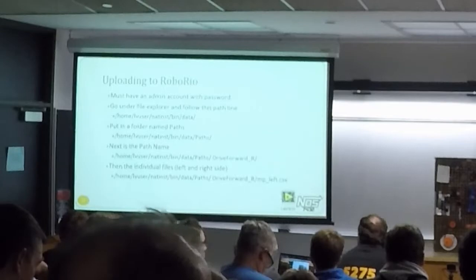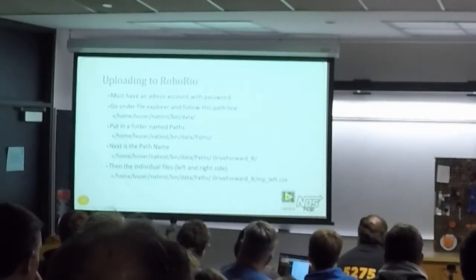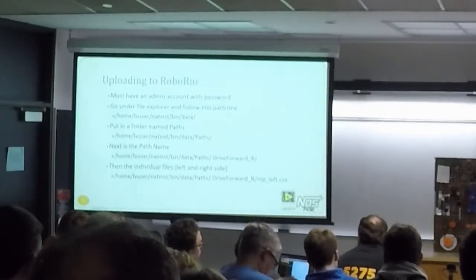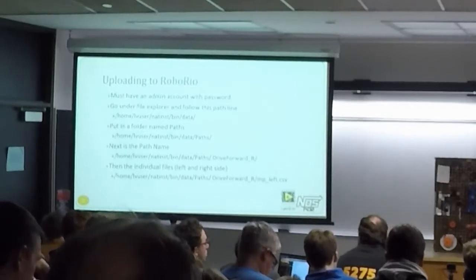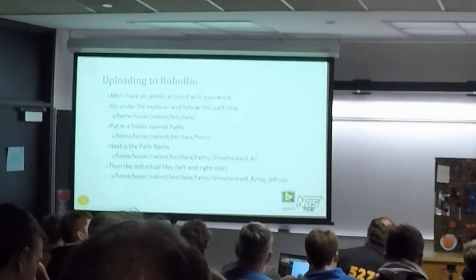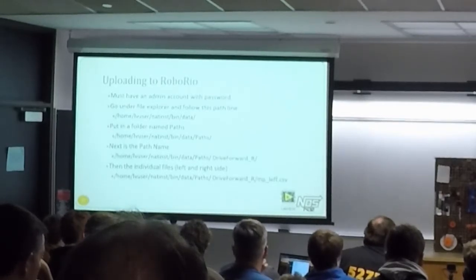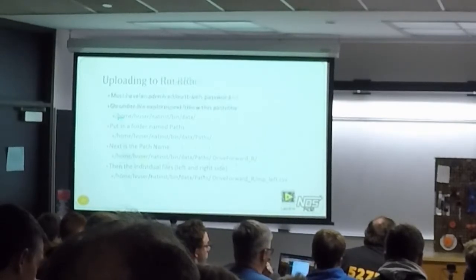This example here is drive forward underscore right. You can have left underscore RL, whatever you want to have in there. And then you put in the individual files, which is going to be your left and right side. So down here you see drive forward underscore R, and then the file mp underscore left.csv. That's your file that actually has your data points in it.